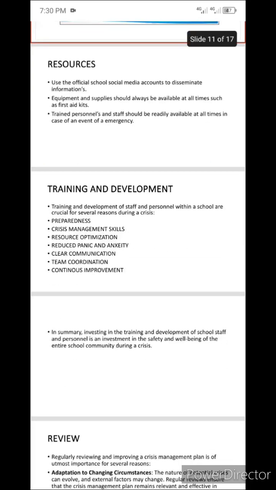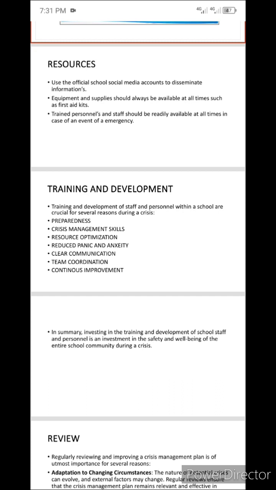Next is training and development. Training and development of staff or personnel within the school are crucial for several reasons. The first is preparedness. So, mas prepare sila, mas dali ra sila maka-respond. Crisis management skills. Mas dali nila masabtan unsaon pag how to solve a certain crisis. Resource optimization, they know when to use resources and when not to.